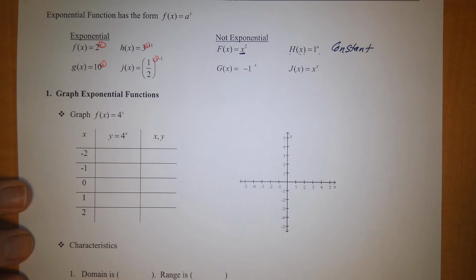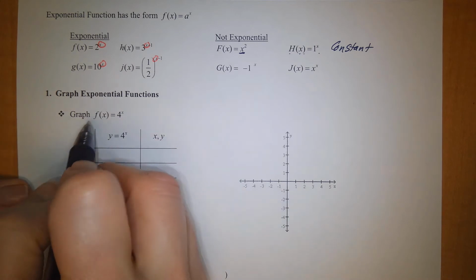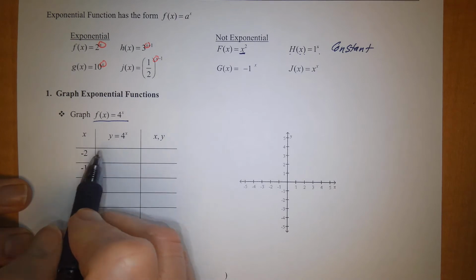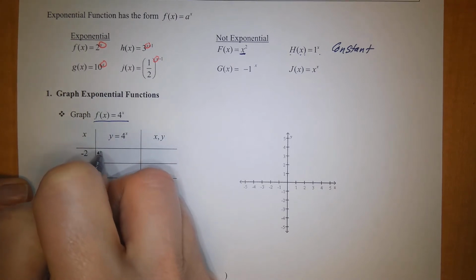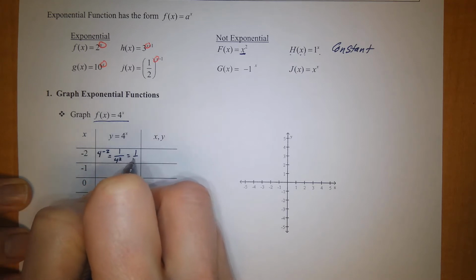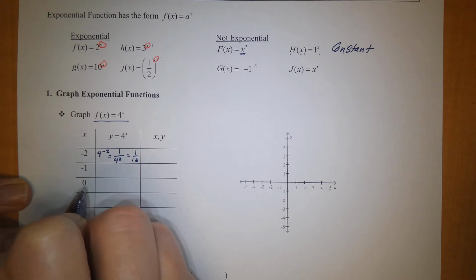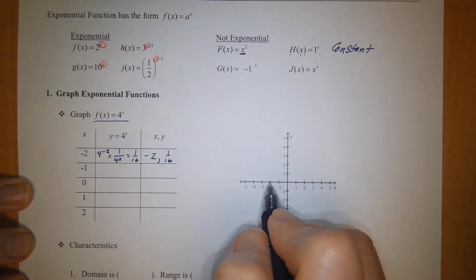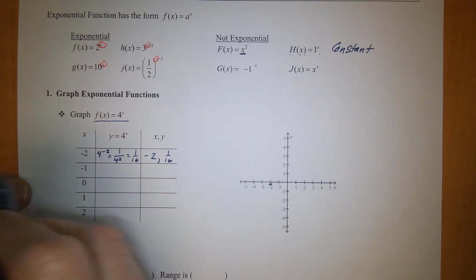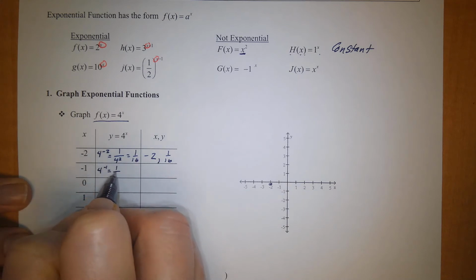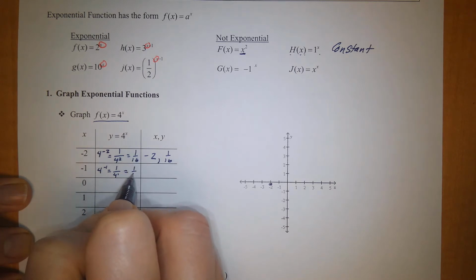So let's graph an exponential function. First, let's find some points on my graph. If I want to graph 4 to the x power, well, 4 to the negative 2 power is 1 over 4 squared, which is 1/16. So we'll have a point at negative 2, comma, 1/16. If negative 1 is the exponent, we have 4 to the negative 1, which is 1 over 4 to the positive 1, which is 1/4.